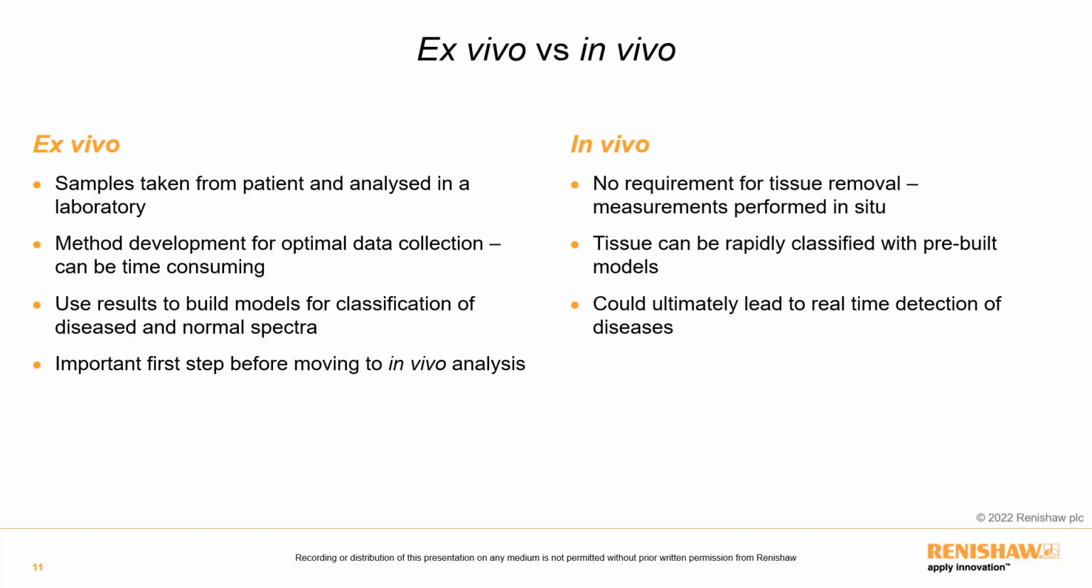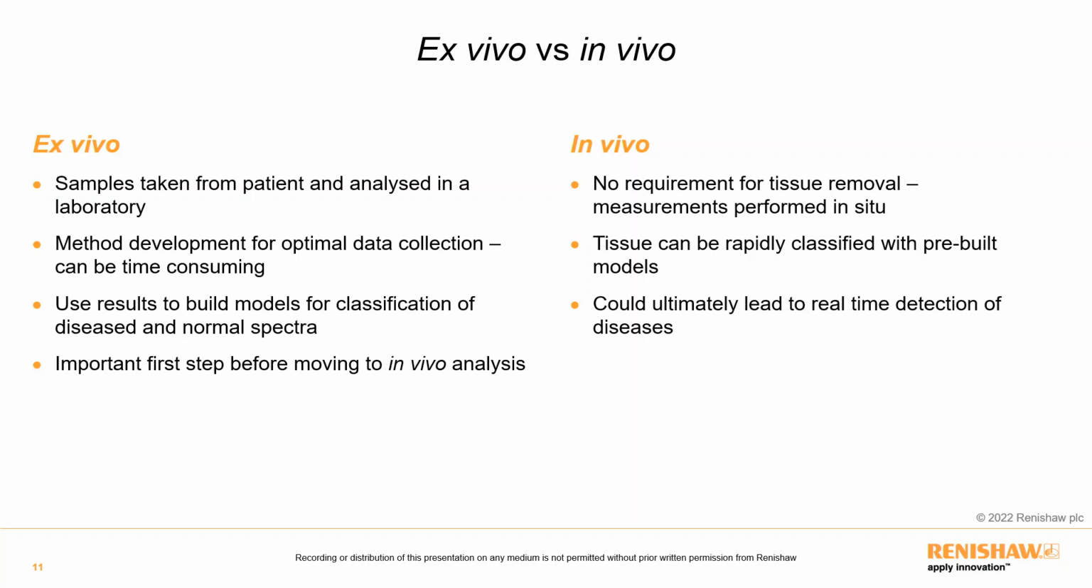When data is collected, a model can then be applied to rapidly classify sample types, and this model will be built with the ex vivo results of known pathology. This type of analysis could ultimately lead to real-time detection of diseases. However, we're a little way off that just yet.